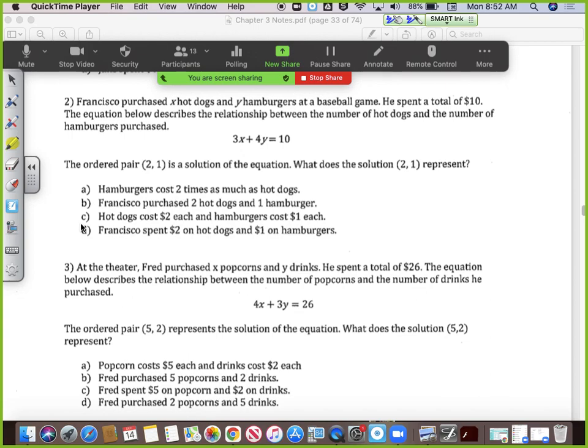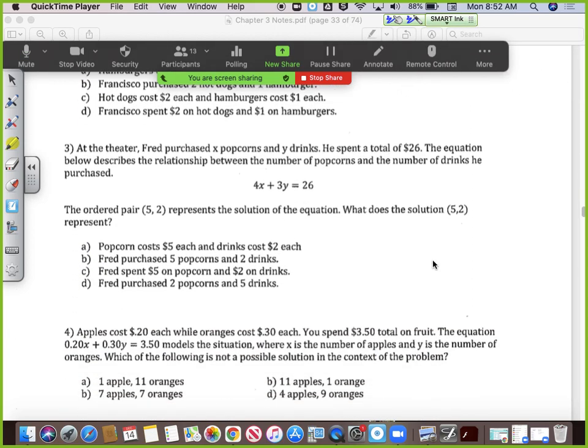Yes. Thank you. All right, so this is going to be B. And then these are very simple. At the theater, he purchased X popcorn and Y drinks, spent a total of $26. I feel like all of the answers are in the same spot, which is so silly. But number 3's answer is B as well.